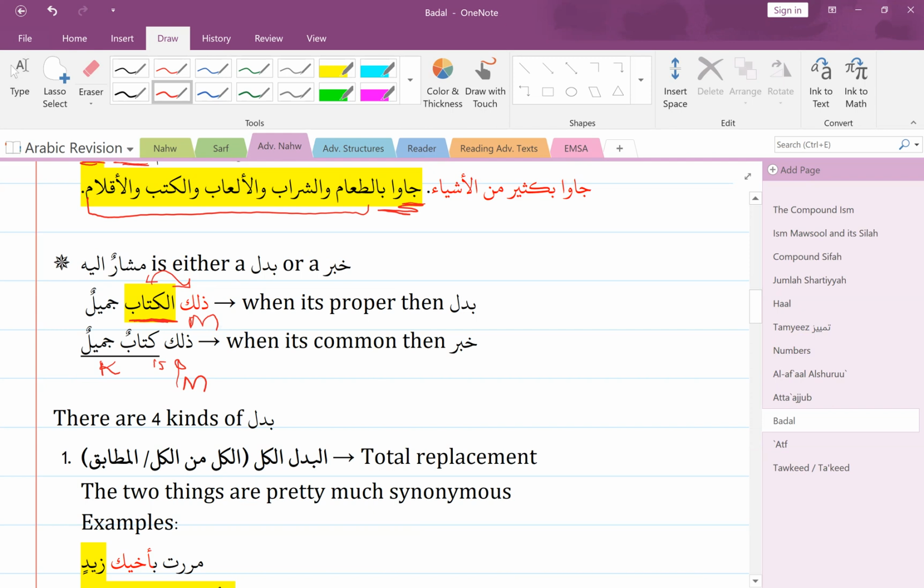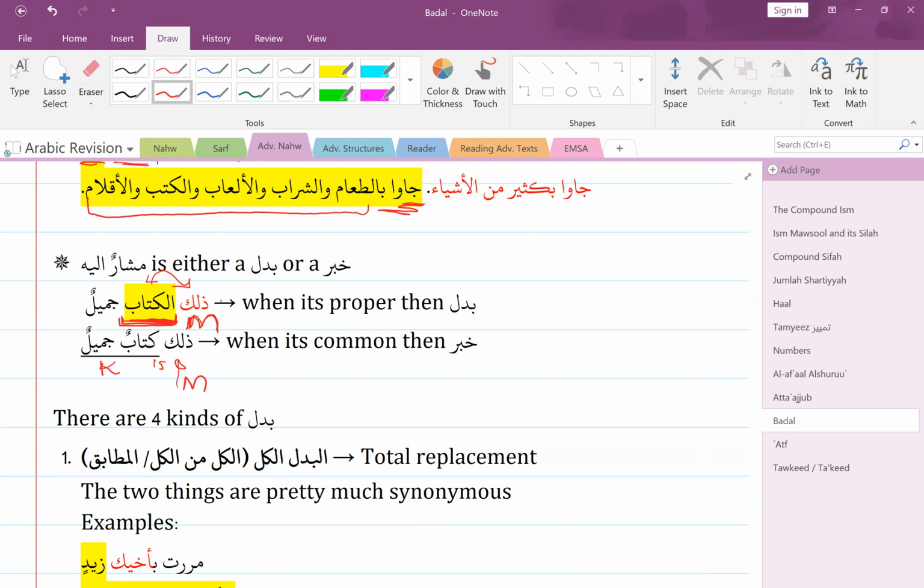We cannot say that this is the khabar, because most of the time, we know 90%, 99.9%, the khabar is supposed to be nakira. It doesn't have al. So when you have ismul ishara here, followed by al, then the word after it, which we are calling the musharun ilayh, would actually be considered the badal of dhalika. Now let's try the badal test. Let's see if it actually is a badal.